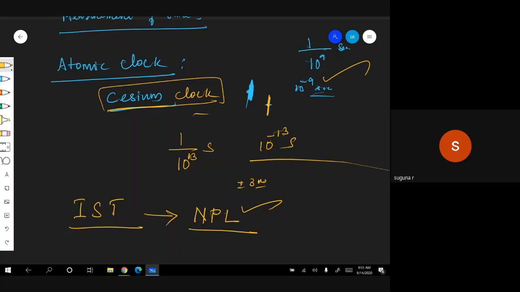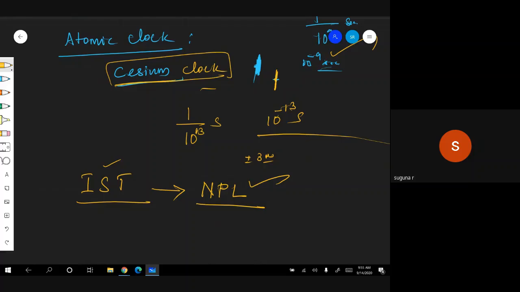So just imagine, the time given by IST is accurate to the order of 10 power minus 13. The accuracy is of that order. So we are using that, right?